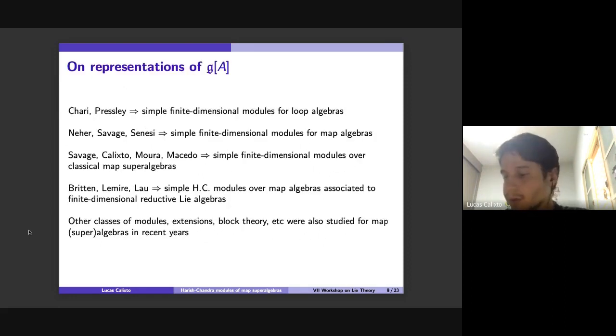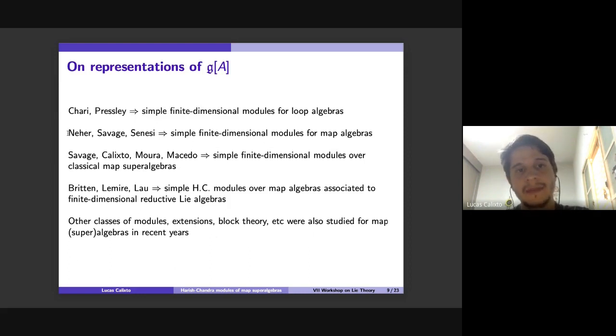Okay, so what is known on the representation theory of GA so far? The study of representations of this class of algebras started with Chari and Presley, and they classified all finite dimensional modules for loop algebras. So if you remember the example I gave, this is the case where A is the Laurent polynomials. Many works were done also in this case, but I just wanted to talk about the classification results here.